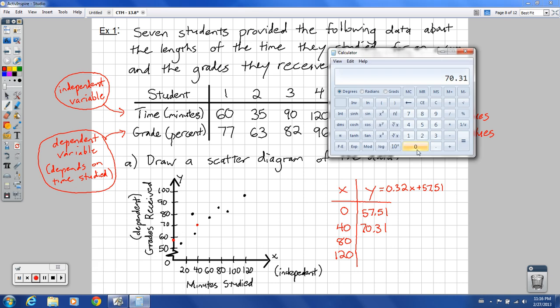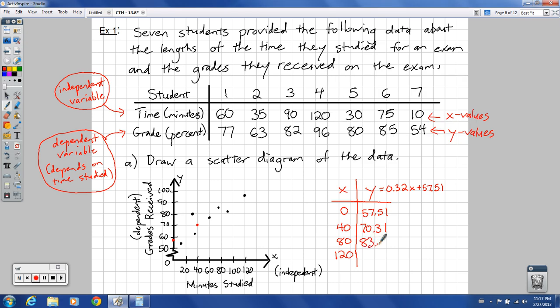Can't get much better than that. And now let's try 80. So type in 0.32 times 80, and I'm going to add 57.51 to that again. I get 83.11. So go over 80, go up to 83.11. 85 would be right about there, so a little lower than that. There's a new point.